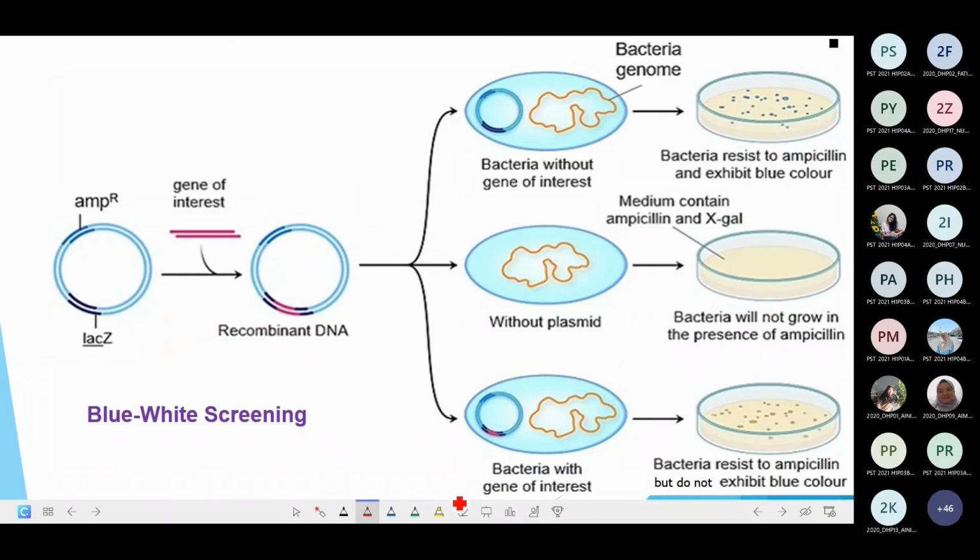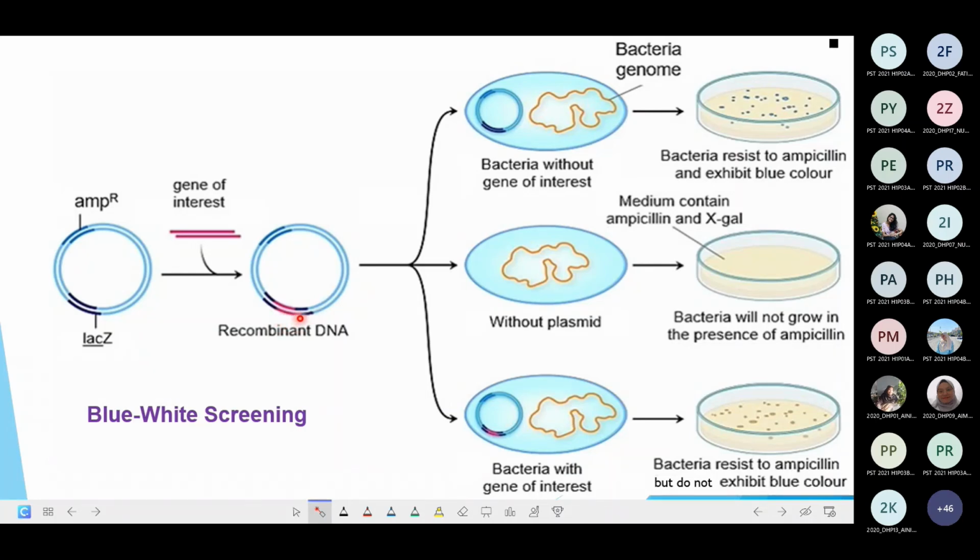Okay, and so if we put a gene of interest into the plasmid, normally the gene of interest will be somewhere within the lacZ gene. So once the gene of interest is inserted within the lacZ gene, the lacZ gene will not be able to function. The lacZ gene will not be able to code for the enzyme beta-galactosidase.